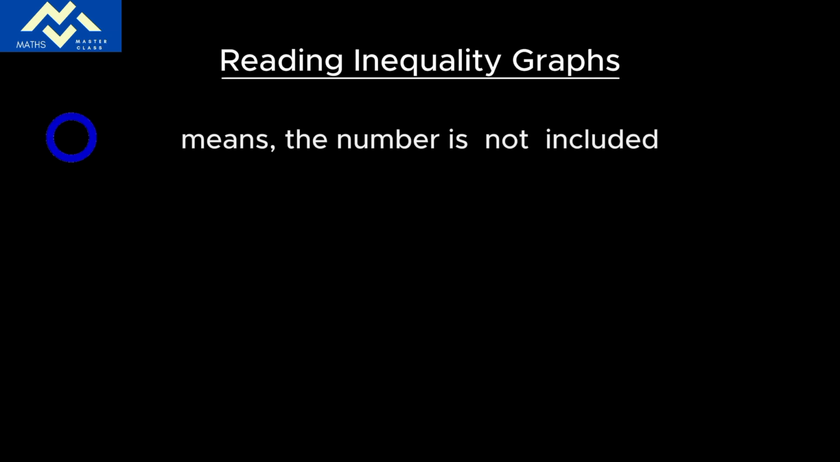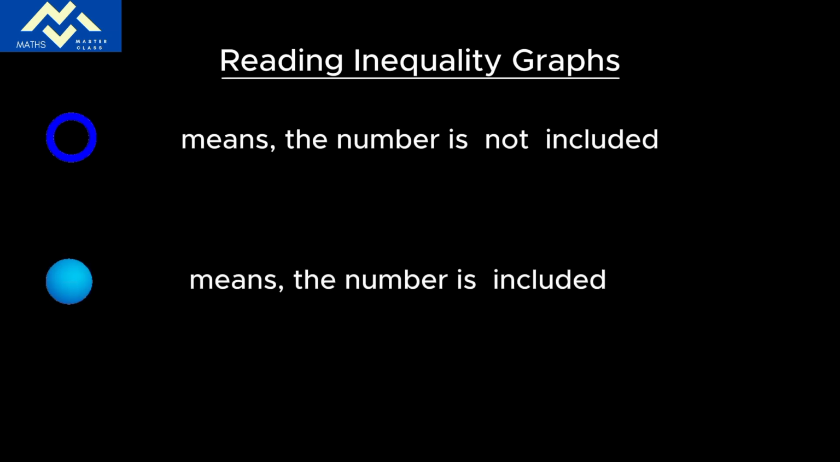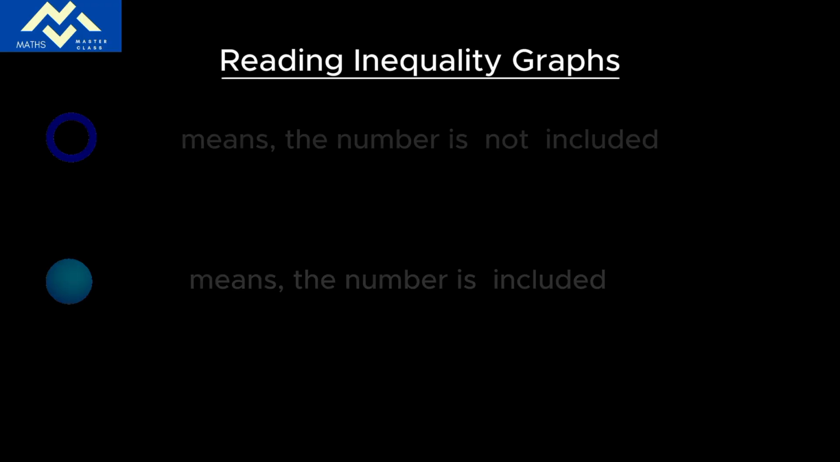Reading inequality graphs. Now that we understand how to represent inequalities using interval notation, let's learn how to read inequality graphs and convert them into interval notation. Remember, an open circle means the number is not included. A closed circle means the number is included. Let's look at this example carefully.